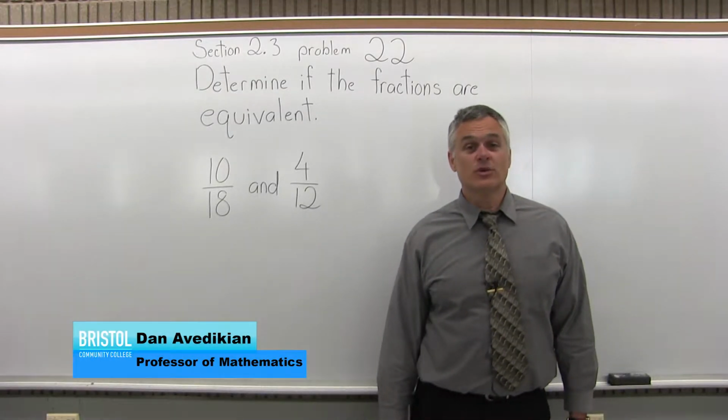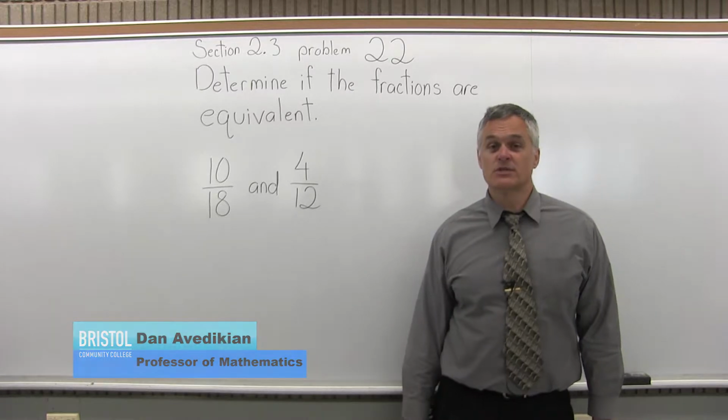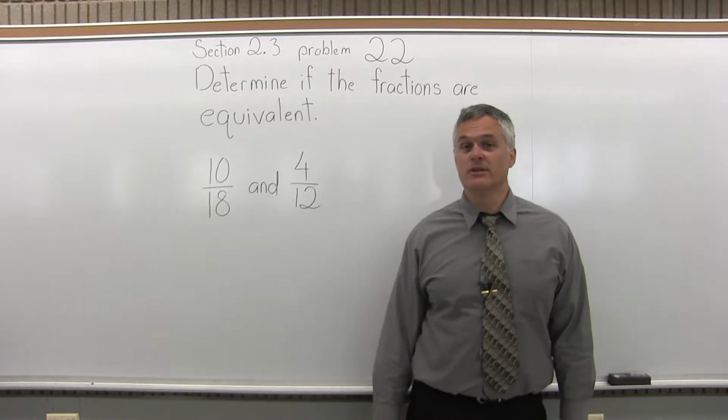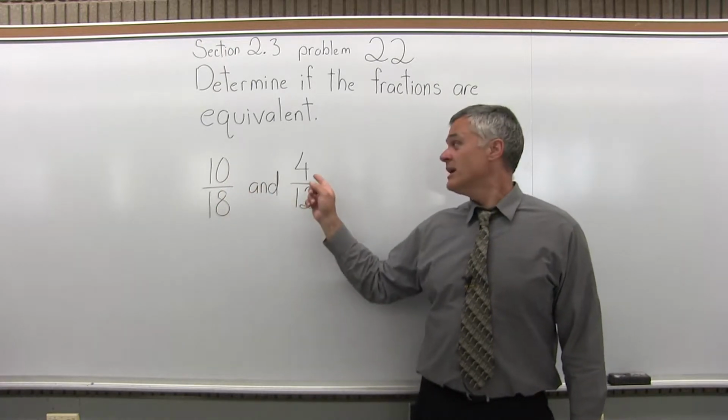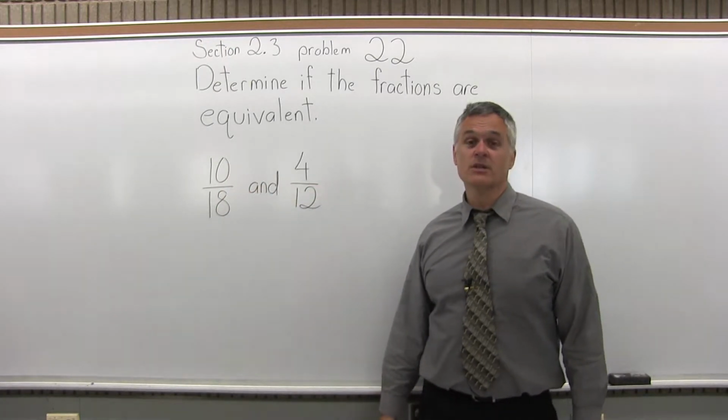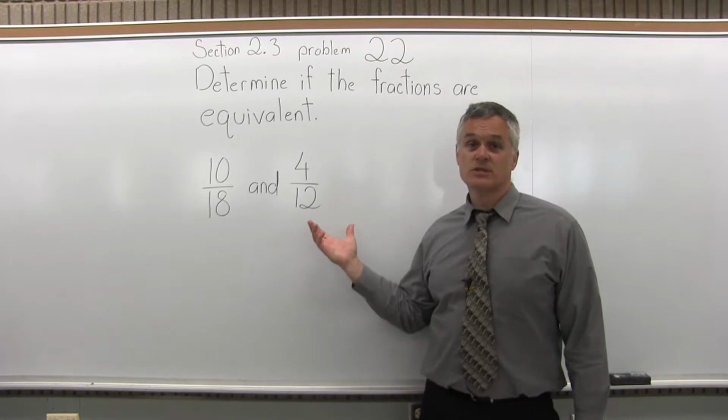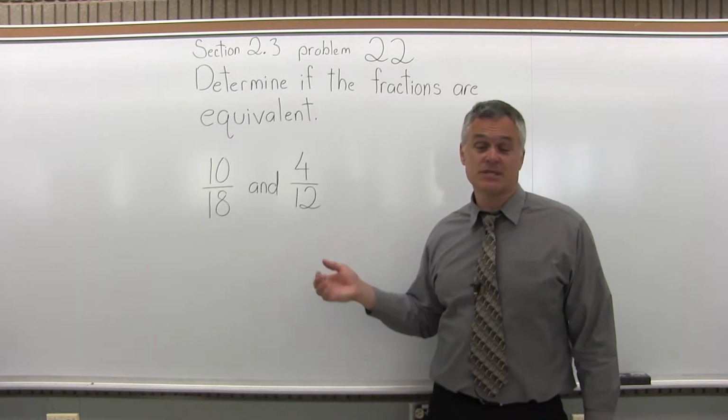This is Section 2.3, Problem 22. It says determine if the fractions are equivalent. And we have 10 over 18 is one of the fractions, and 4 over 12 is the other fraction. So we could reduce each fraction to its simplest form and see if those results come out the same.